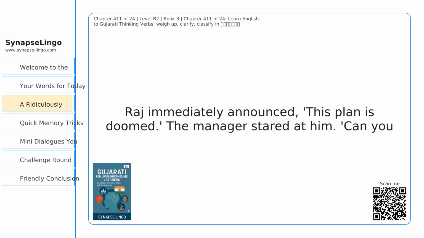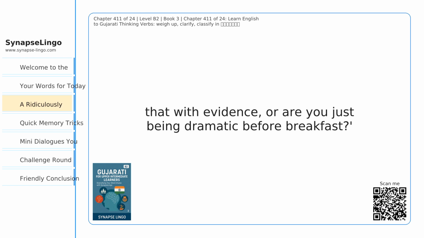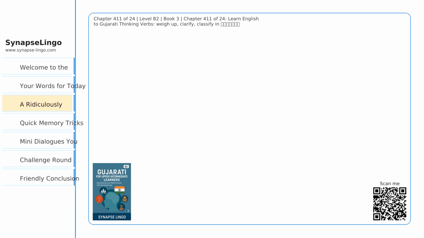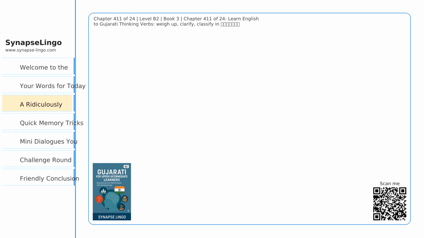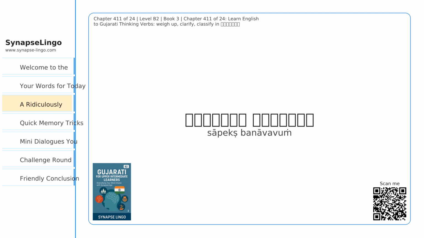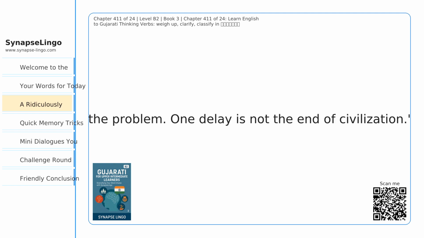Raj immediately announced, this plan is doomed. The manager stared at him. Can you સમર્થન આપવું that with evidence, or are you just being dramatic before breakfast? Raj looked at his empty notebook and said, mostly dramatic. Meena jumped in. Let us સાપેક્ષ બનાવવું the problem. One delay is not the end of civilization.